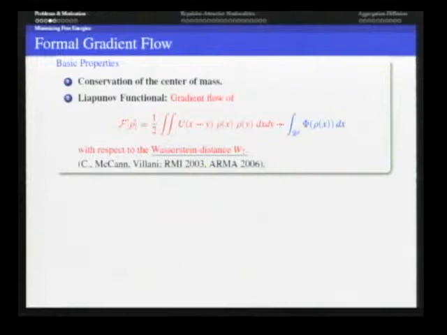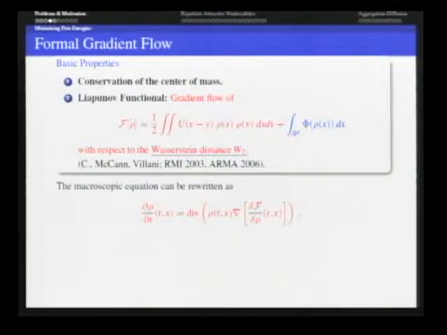Okay, those equations have a very interesting structure that is very important to deduce some of the qualitative properties. They are all of them gradient flows in some sense of that energy function. The important thing is that those equations have this formal structure.